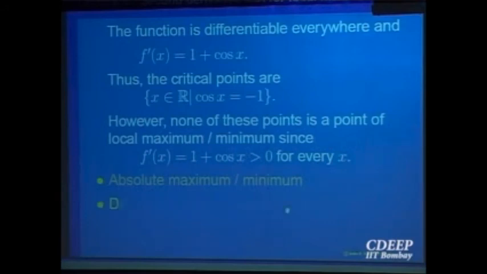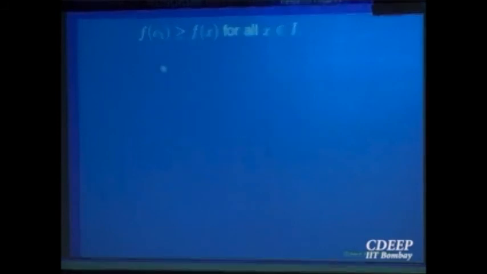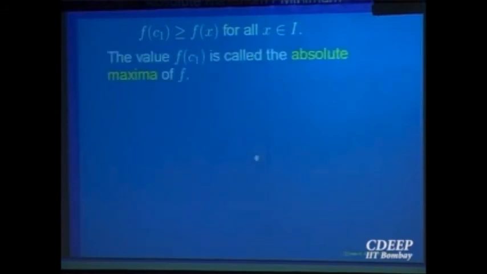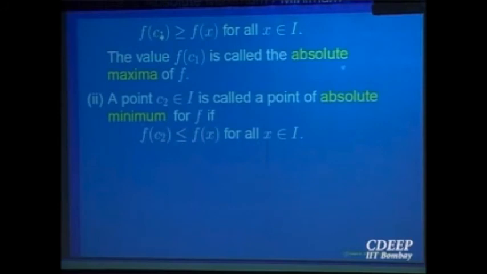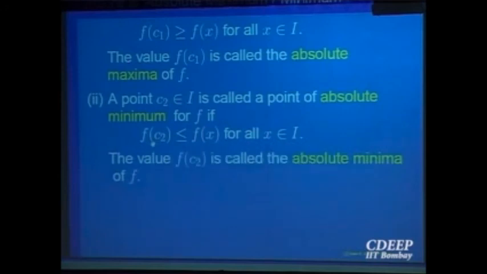So let us just define global maximum once again. Intuitively it is very clear. A point C1 is called a global maximum if f of C1 is bigger than or equal to f of x for all x in that interval. The value f of C1 is called the absolute maximum of the function. Similarly, for the absolute minimum, the value f of C2 is called the absolute minimum.